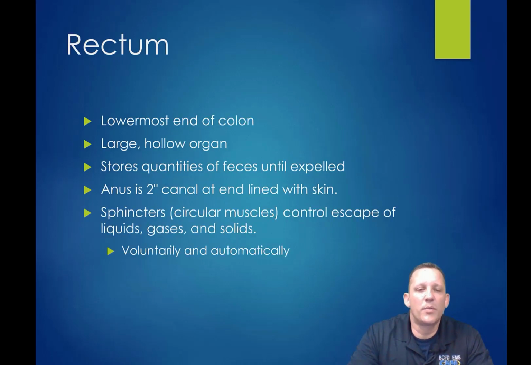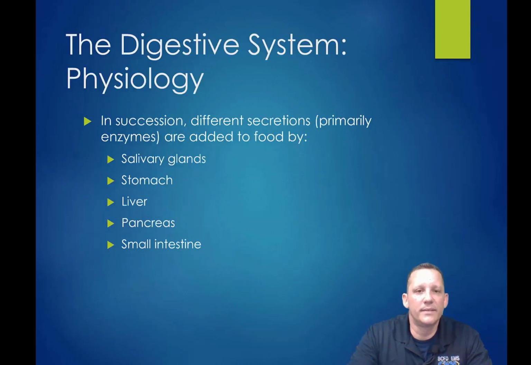The rectum is the lowermost end of the colon. It's large and hollow, and it stores quantities of feces until it's expelled. The anus is the 2-inch canal at the end lined with skin. There are sphincters there, circular muscles to control the escape of liquid, gases, and solids. And this can be flexed voluntarily and automatically so that we can control those bowel movements or anything that might be trying to leave the GI tract.